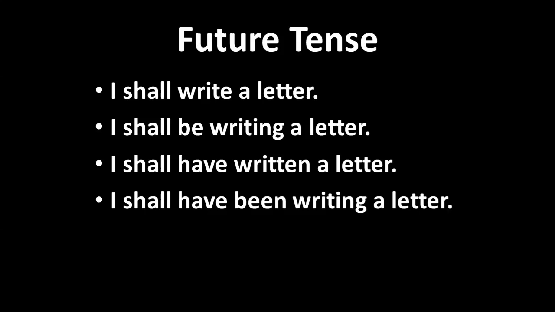So here we took one verb, right? Present tense 4 sentences, past tense 4 sentences, future tense 4 sentences. So 12 sentences. That is with only one subject, I. The subject is I here, the pronoun is I. 12 sentences.